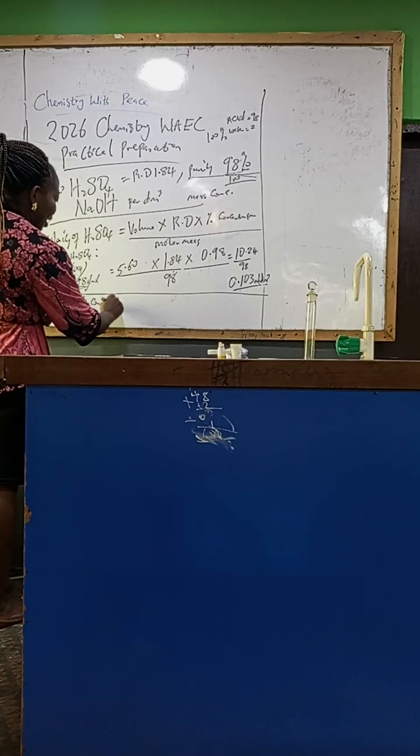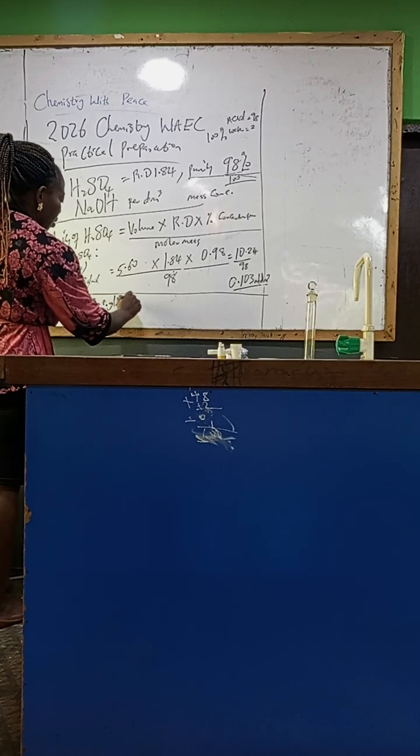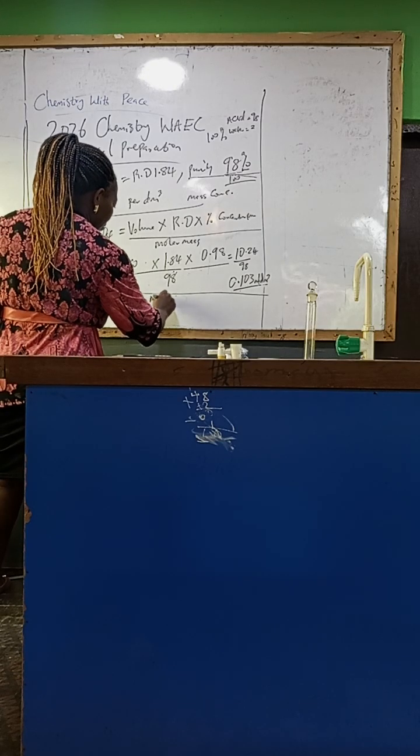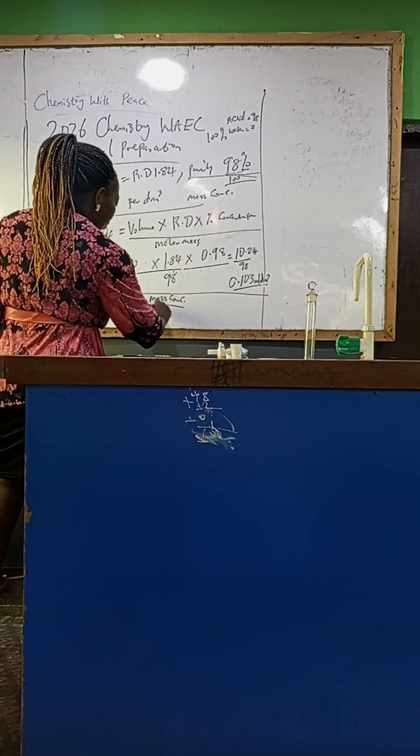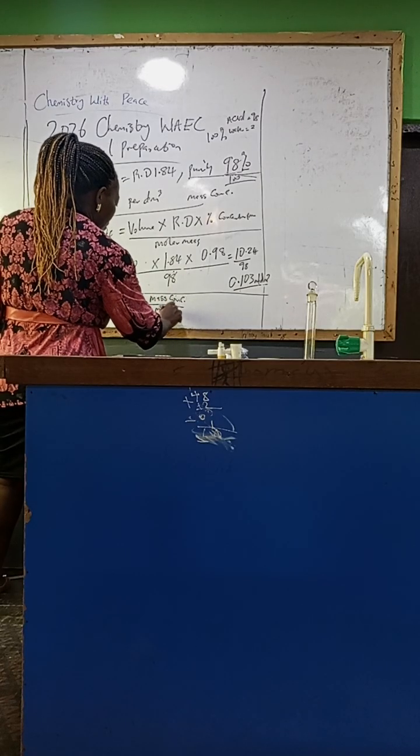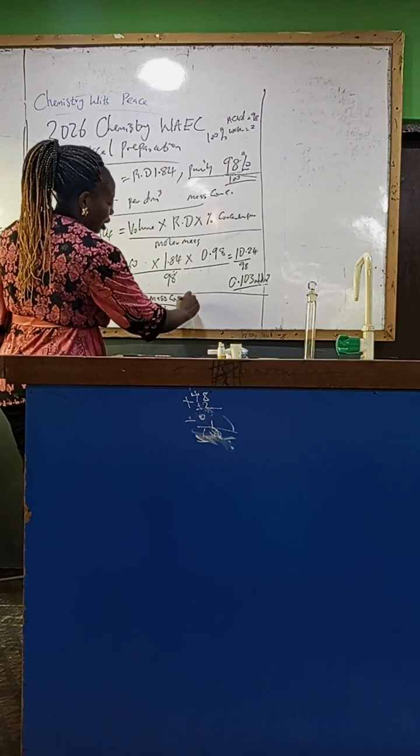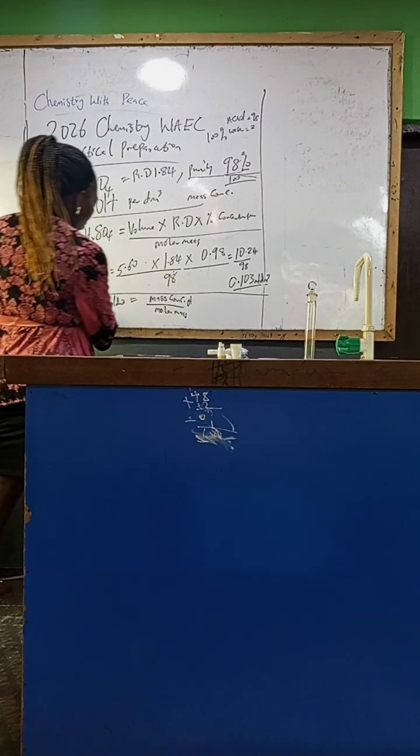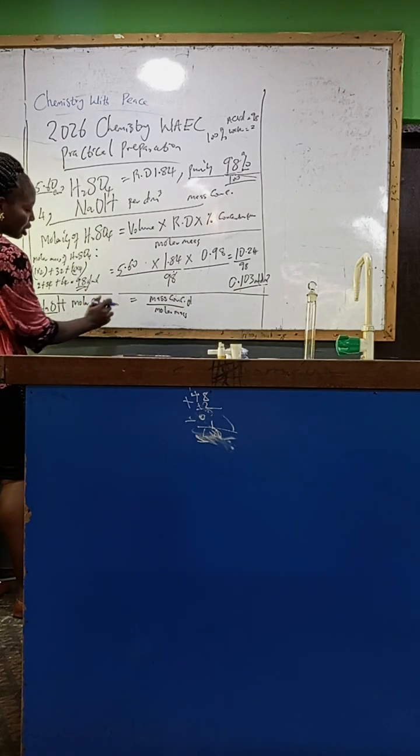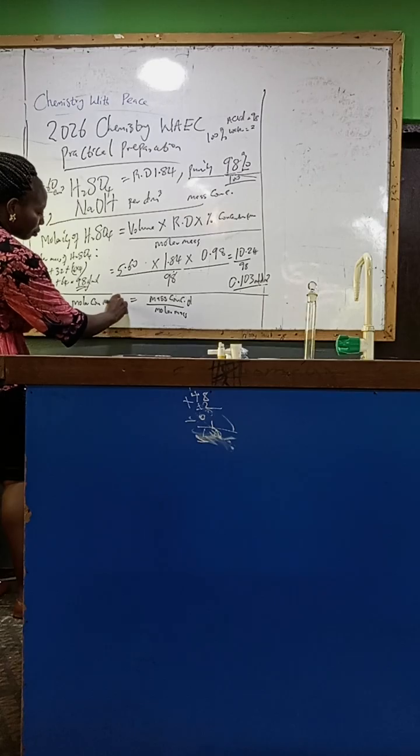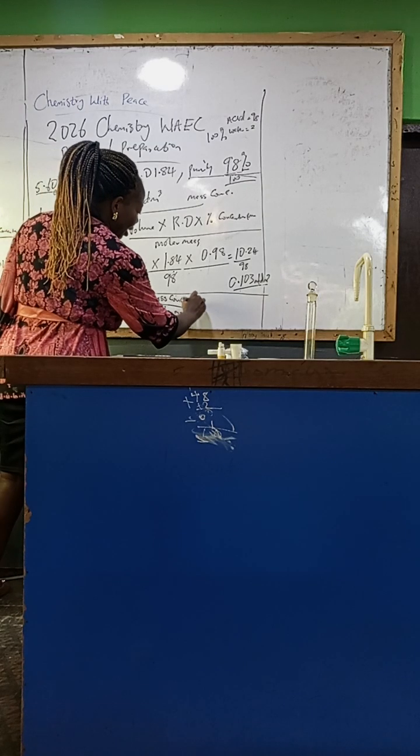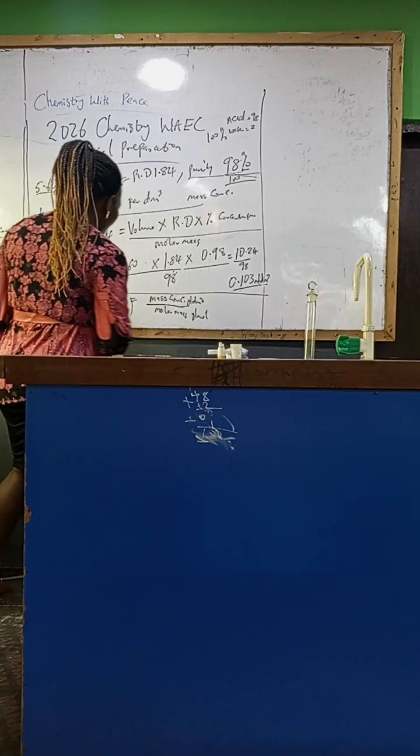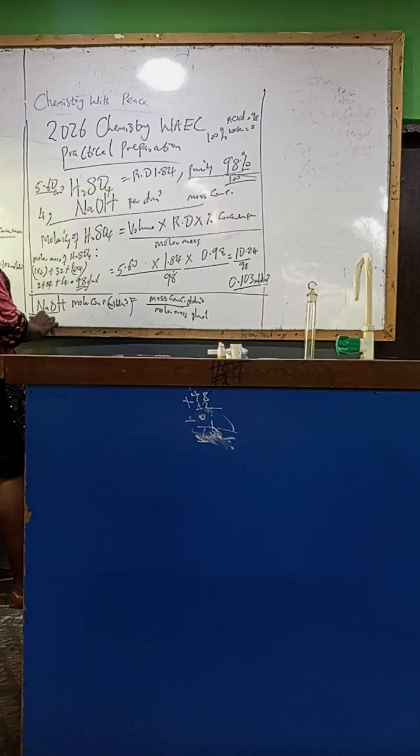Molar concentration is always in mole per dm cube, equal to mass concentration over molar mass. The mass concentration is in gram per dm cube, molar concentration is in mole per dm cube, then the molar mass is in gram per mole. Let's calculate the molar mass for sodium hydroxide.